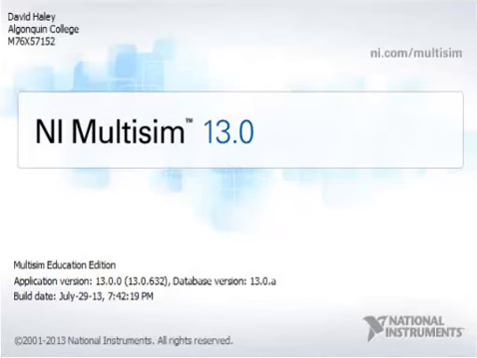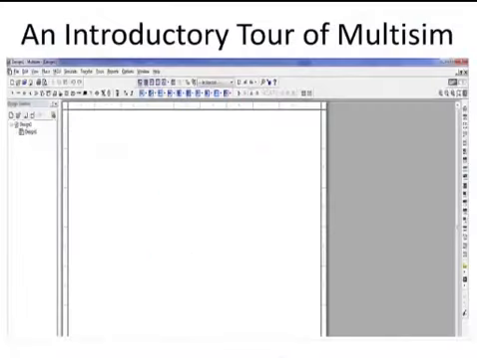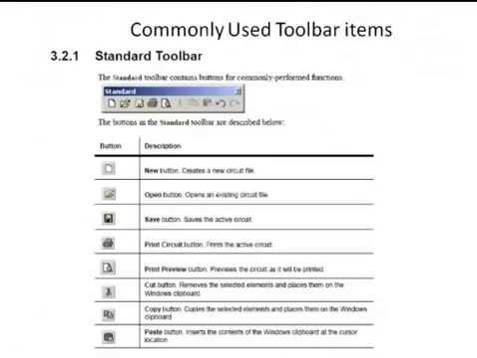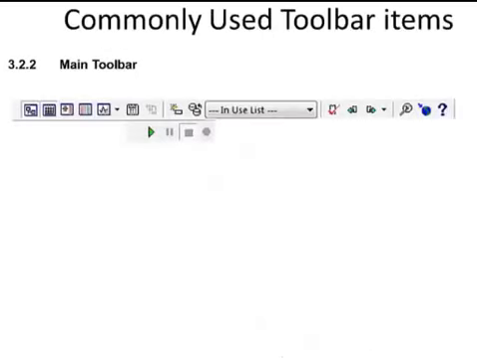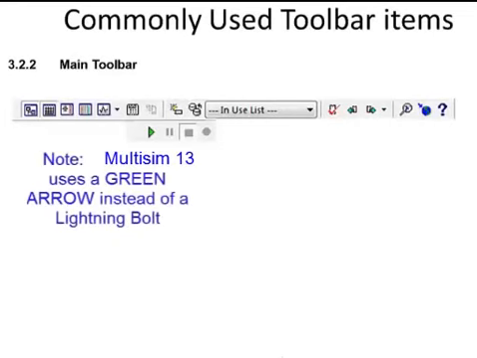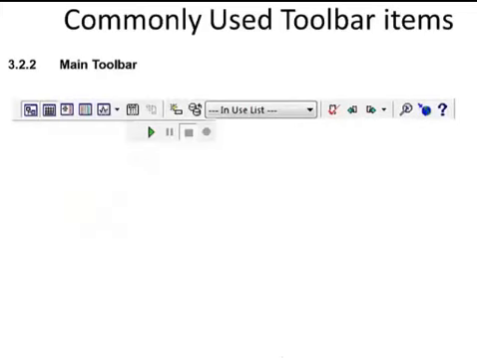When you open it up, you're going to see the circuit window where we will build all our schematic diagrams. We'll look through some of the commonly used toolbars. Here's the standard toolbar. And when you see the 3.2.1, that's the reference in the Multisim User's Guide. Here's the main toolbar, and there's that lightning bolt where we can start our simulations by turning on the power or turning off the power as well.